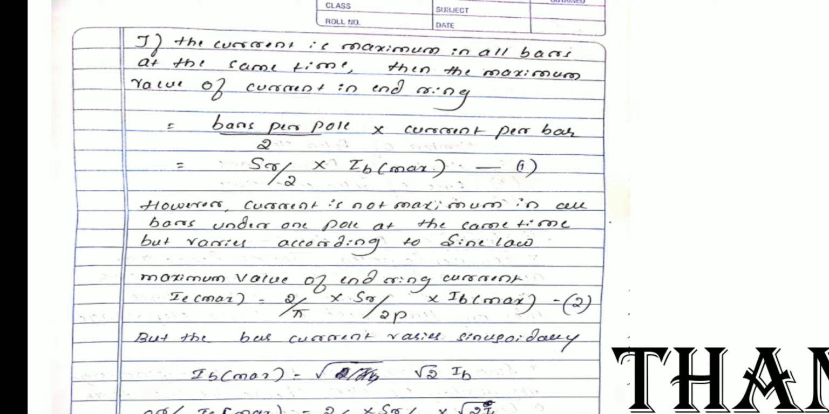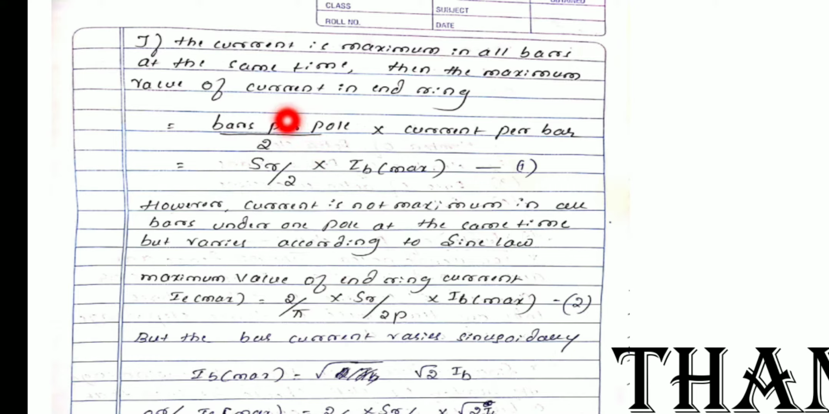This will be represented by I E max, the maximum value of the current in the end ring, because the current flowing through the rotor bars will sum up and go to the end ring itself. That is the reason the maximum value of the current in the end ring is represented by I E max here. I had not written it here, but it is represented by I E max. How do we take this?